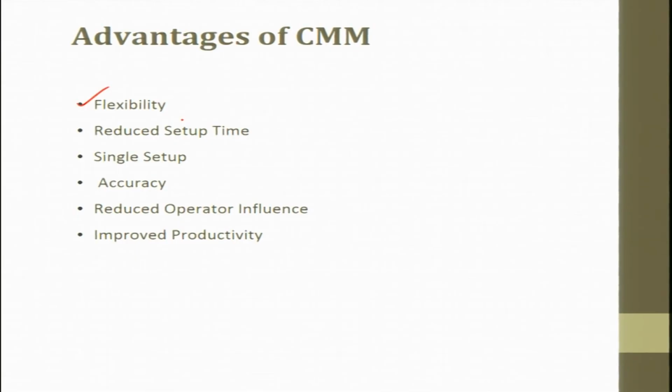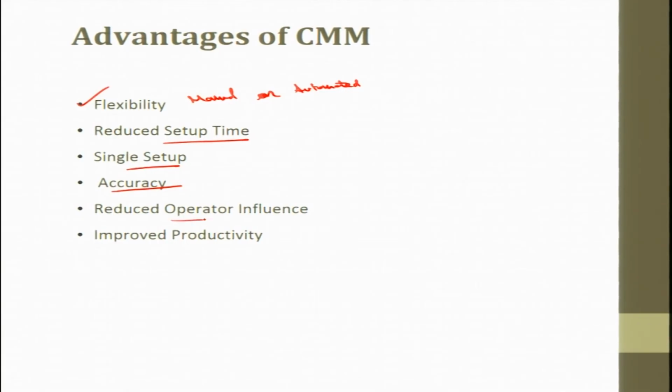Flexibility means we can use it manual or automated. In a manual system there is a big flexibility: whatever we need to measure, if we know some initial, basic information, we can use it according to our requirement. The reduced setup time is there because only the workpiece is to be set on the work table, a single setup, and accuracy is high.